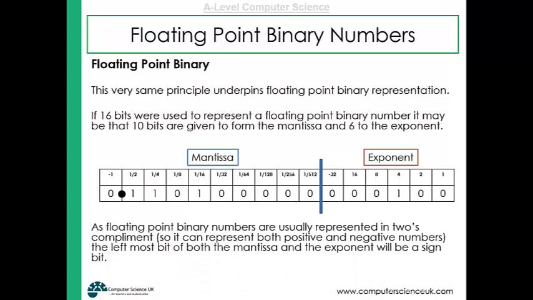Now, as floating point binary numbers are usually represented in 2's complement, so that it can both represent positive and negative numbers, the leftmost bit of both the mantissa and the exponent is a sign bit, and you can see here that the place values, the column value, is -1 for the mantissa on the left hand side, -32 in this case for the exponent, because there are 6 bits for the exponent.